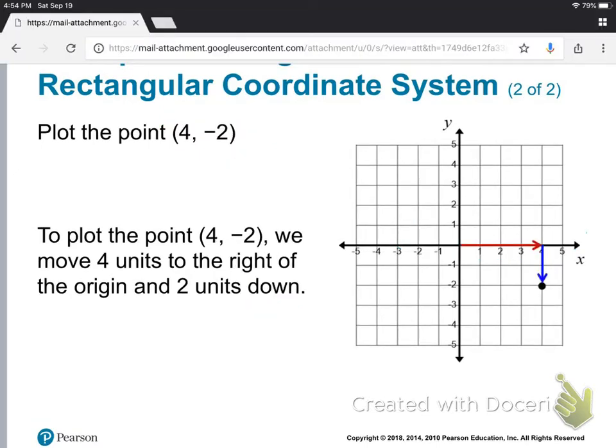So let's put the previous points again. The first one is A, negative 2, 4. So where is negative 2, 4? We first go to negative 2 and then we go up 4. So this is our A.